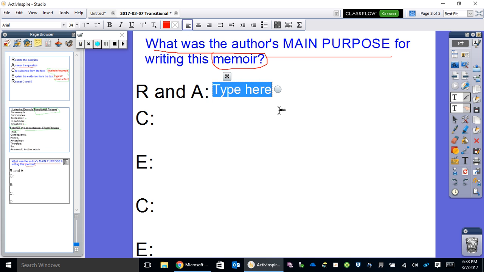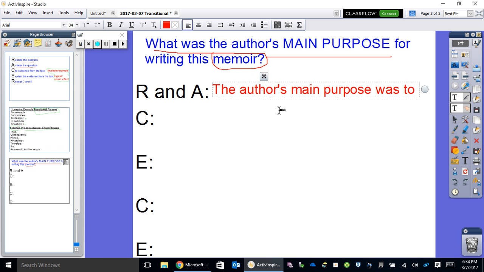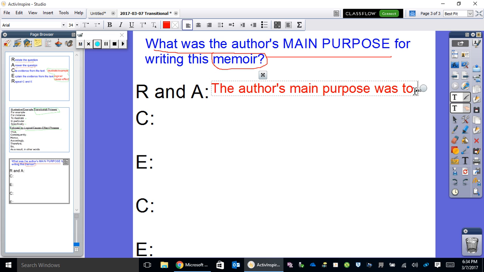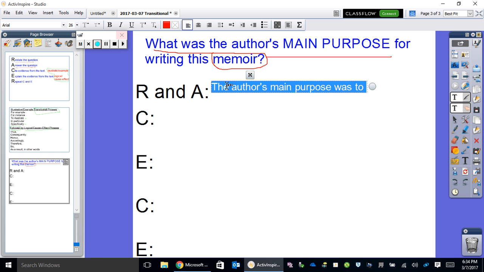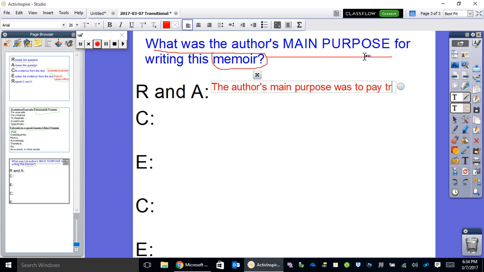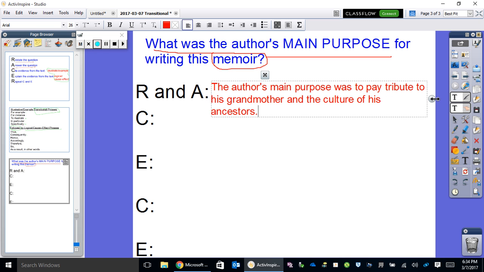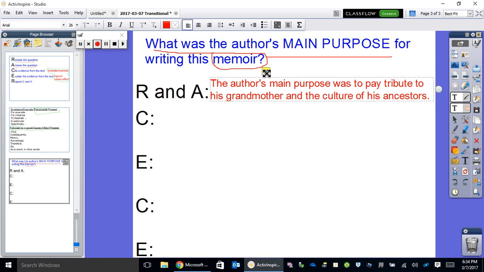We're going to say, the author's main purpose was to, and now you have to know the article in order to complete the answer here, and I'm going to do that, but I have to make the font a little smaller. The author's main purpose was to pay tribute to his grandmother and the culture of his ancestors. Now, that is a provable main purpose for that particular memoir.